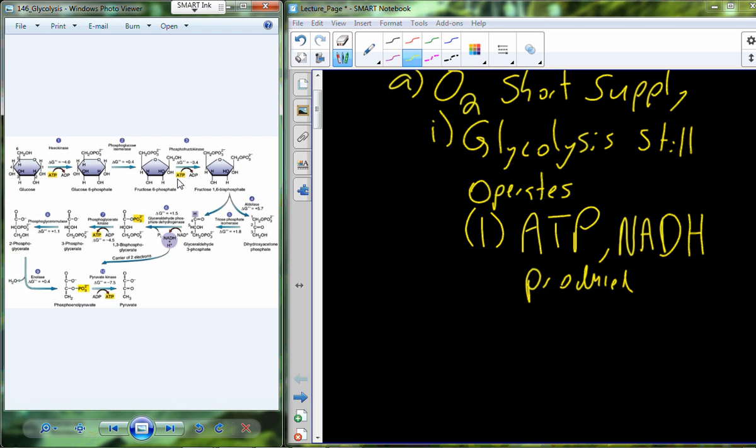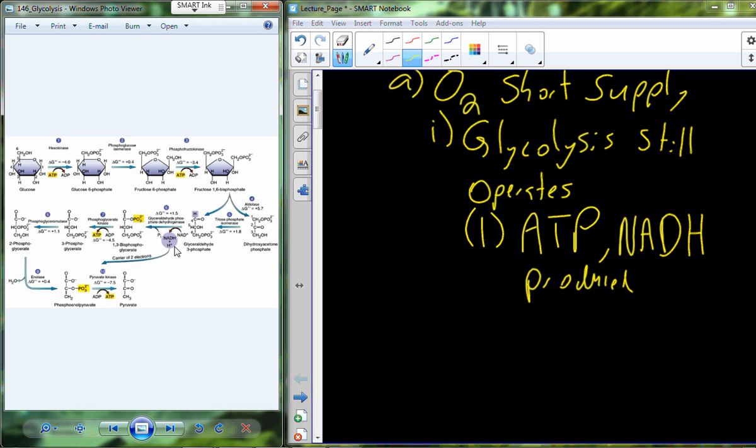So the ATPs are produced through substrate level phosphorylation, and then I get these NADHs. Now, NADH would begin to build up in the cell. Electron transport chains shut down without oxygen. So I'm not carrying those NADHs over the electron transport chain to regenerate my NADs. So without oxygen, I should begin to see NAD levels begin to drop.